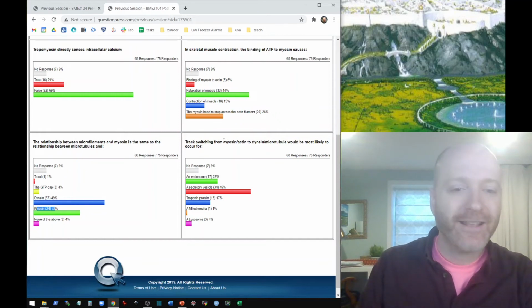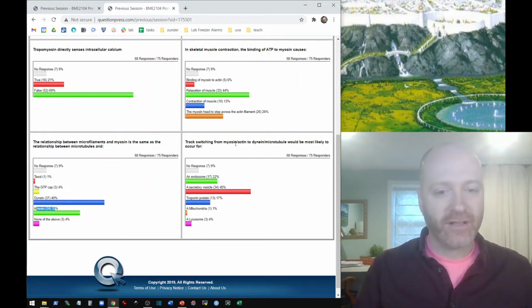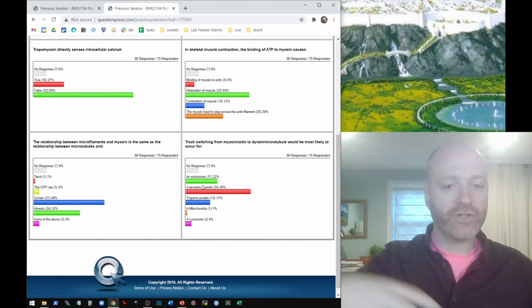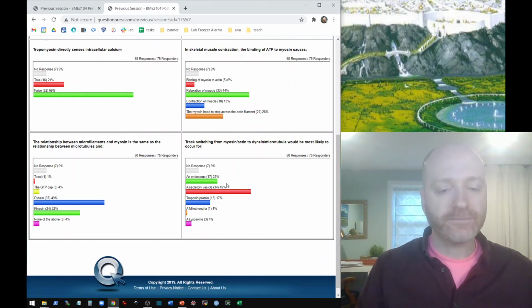All right. And final question. Track switching from myosin, actin to dynein microtubules would be most likely to occur for the answer we were looking for here is an endosome. A lot of you said secretory vesicles. So this is certainly there's track switching for secretory vesicles as they go from, say, the Golgi to the plasma membrane. But the key here is going from myosin actin to dynein microtubules.